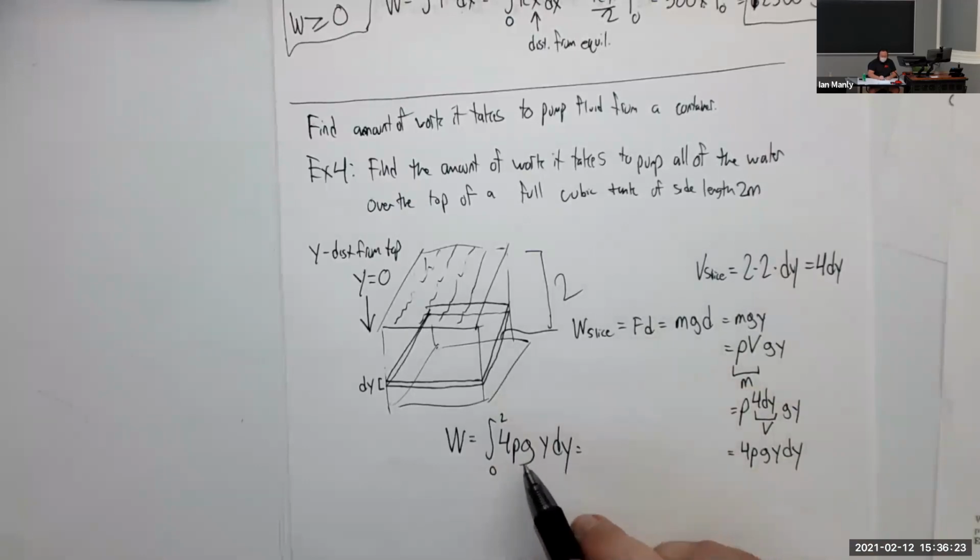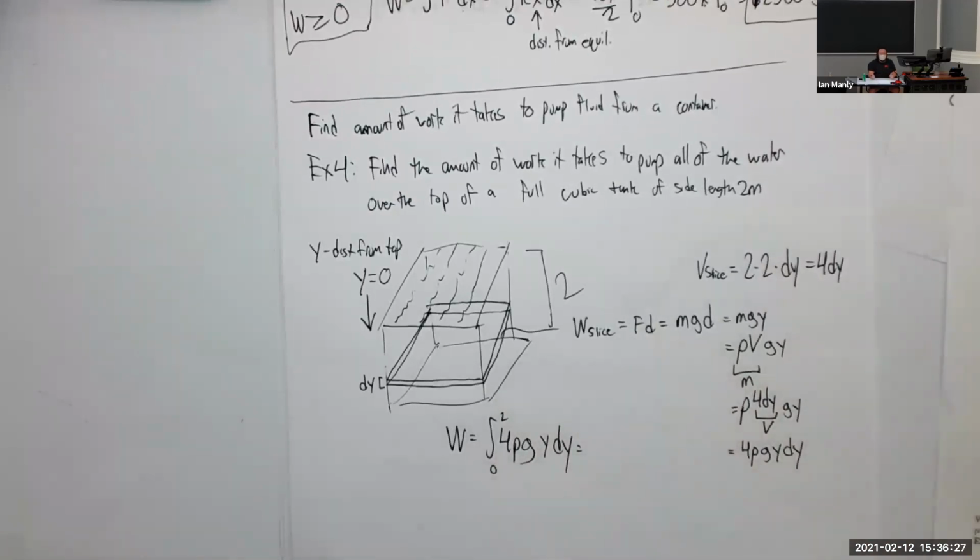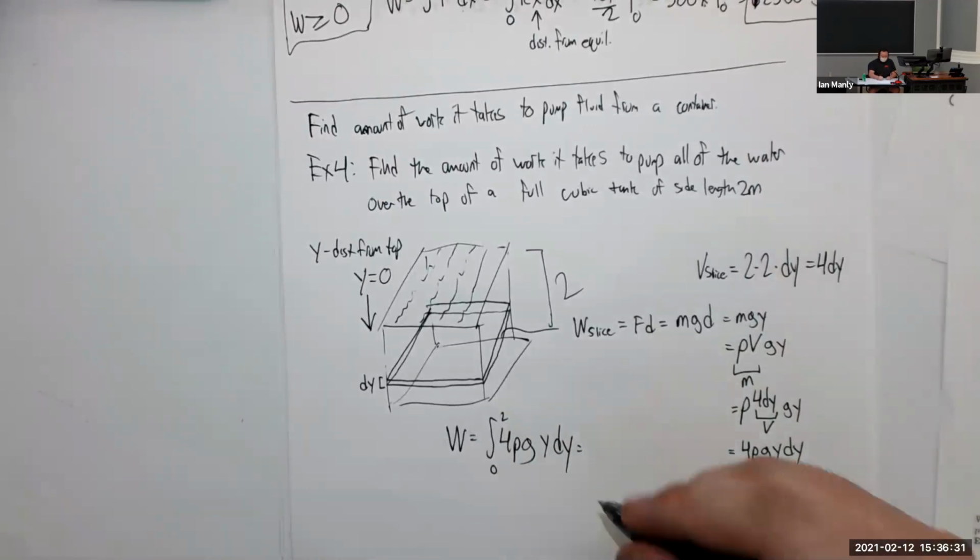Remember, rho and g are just constants. And again, I don't expect you to memorize these. I don't expect you to know what rho is for any substance. You don't even need to know what g is. We're just going to leave those as constants.